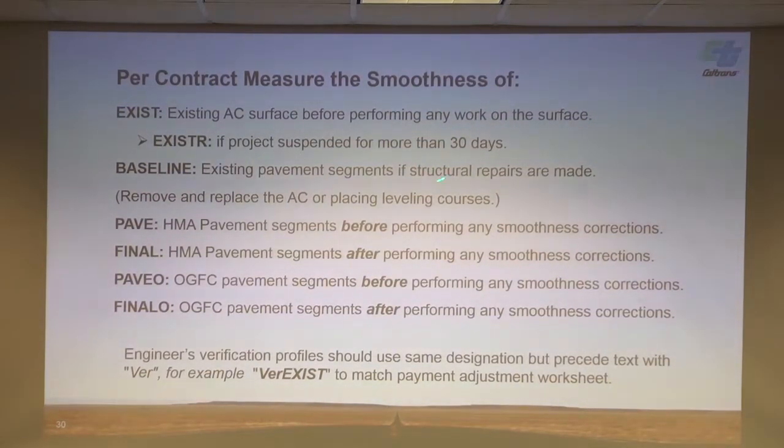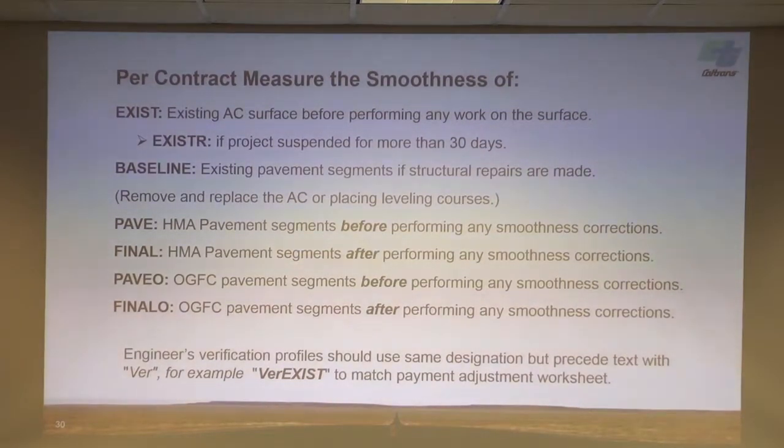Baseline is the existing pavement segments if structural repairs are made. So we're always going to have this file. If there's no structural repairs made to the existing surface, the contractor can take that existing file and just rename it. So pave is obviously after you pave. Final is after you make any corrective actions. If we have open graded, we want to be able to keep these files separate from all the standard HMA type projects. So we're going to put O on the end of those file names.